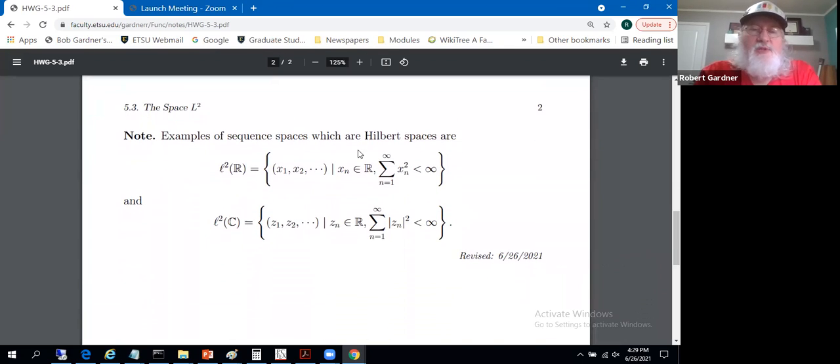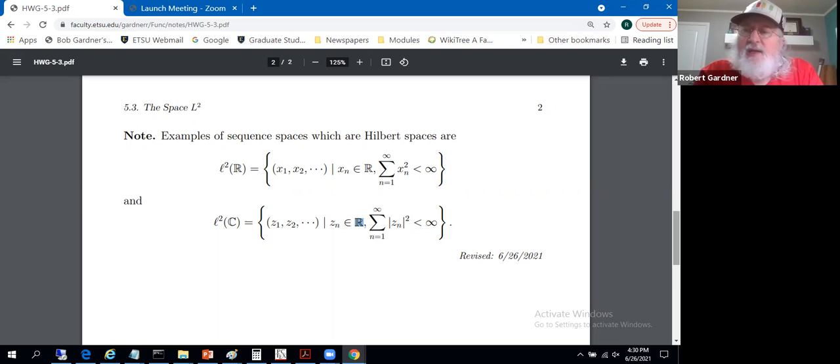Quick examples of Hilbert spaces other than capital L2 or the sequence spaces. Little L2 of R would be the set of all sequences of real numbers that are square summable. Little L2 of C would be the sequences of all complex numbers that are also square summable. The sum from 1 to infinity of the modulus, so we should be taking moduli there. There's a little typo there, and I'll get that edited in the online notes. But in both cases, it's square summable in absolute value or modulus.